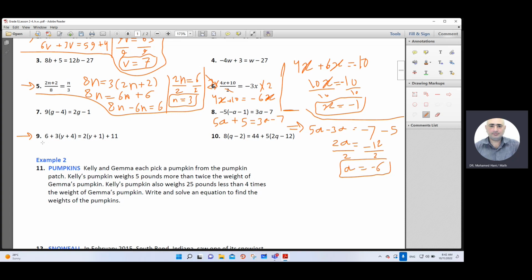Okay. So 7 and 8 are the same idea, and 9 and 10 the same idea.